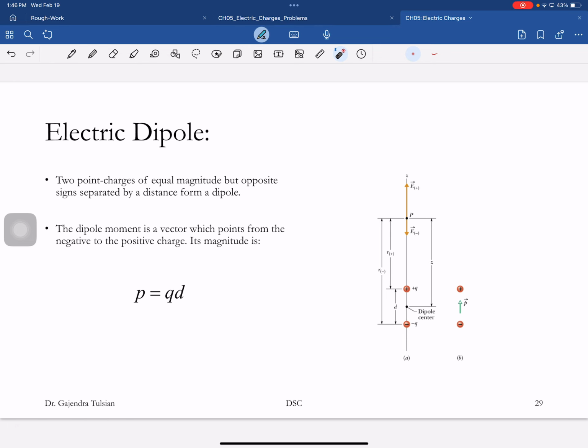An electric dipole is two equal and opposite charges separated by a distance. Here is Q, and here's d, a vector pointing from the negative charge to the positive charge. And this is a dipole.